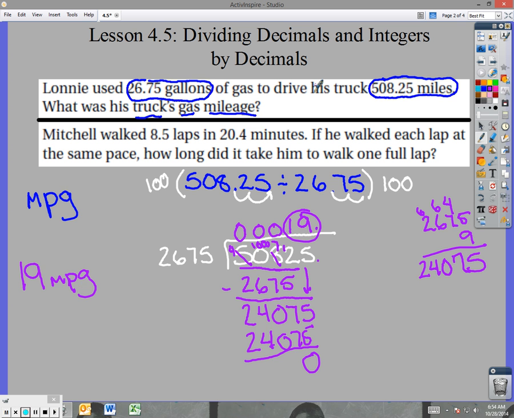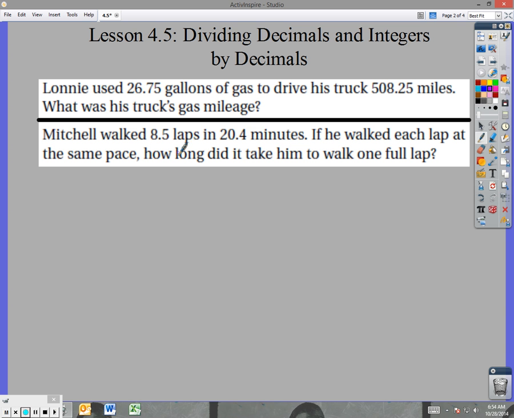Now, the last problem, and I'm not going to solve this one for you, we'll talk about it, says Mitchell walked 8.5 or 8 5/10 laps in 20 4/10 minutes. Now, it says if he walked each lap at the same pace, how long did it take him to walk one full lap? Okay, so he walked 8.5 laps, and he did that in 20 4/10 minutes. If he walked each lap at the same pace, how long did it take him to walk one full lap?